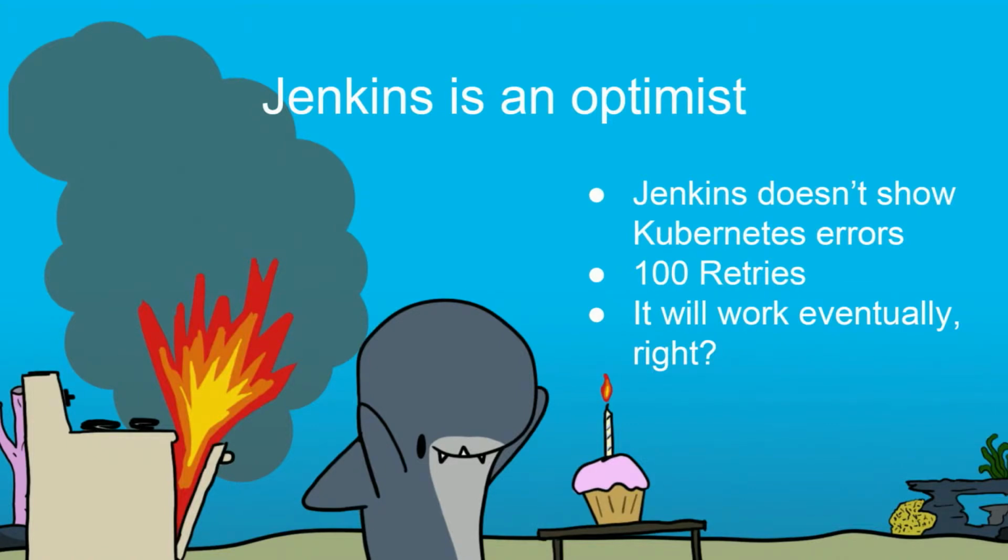Sometimes Jenkins can be optimistic about shutting down pods too, or it can lose track of them. So you'll end up with a pod that's still running in Kubernetes, but Jenkins is like, no, I shut that down. I don't need to do anything. All good.